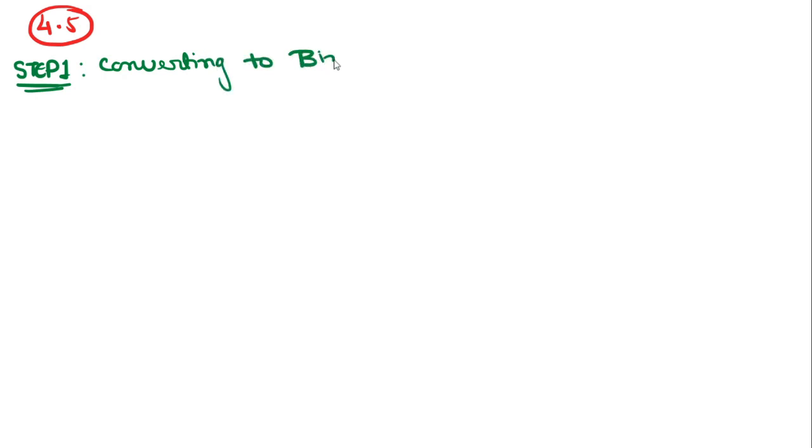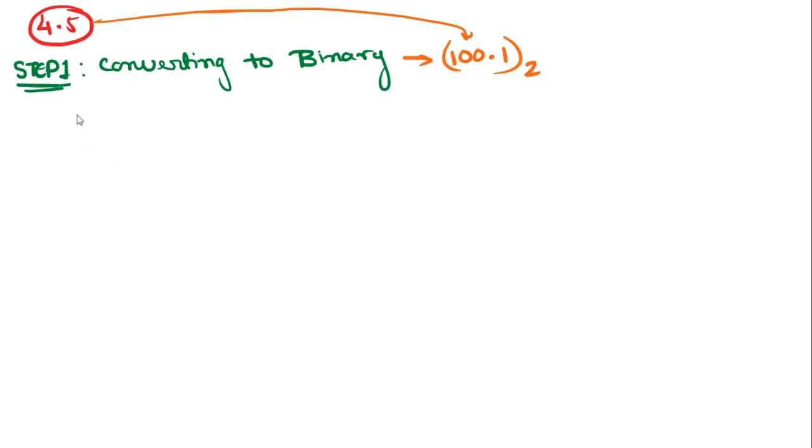Let's continue our discussion by taking the same example as before, 4.5. How do we represent this? Step 1 will always be converting to binary. We already saw that 4.5 is represented as 100.1 in base 2. Now what is step 2? Step 2 is normalization. Normalization means floating the point, creating the mantissa and exponent.